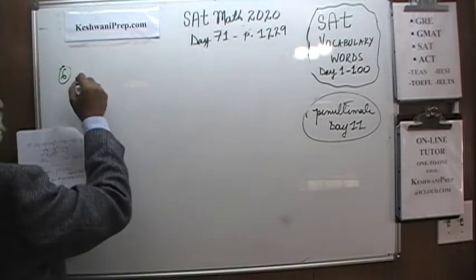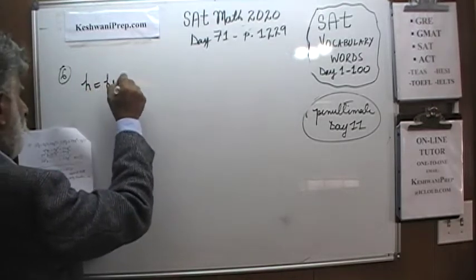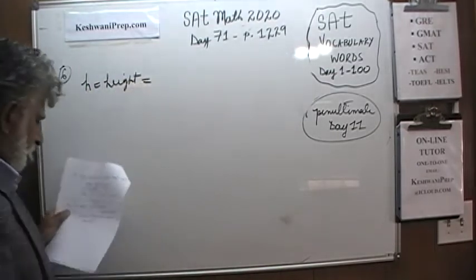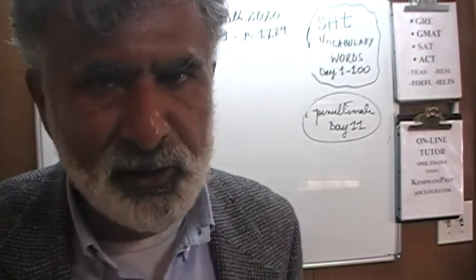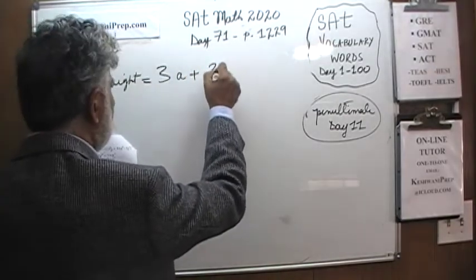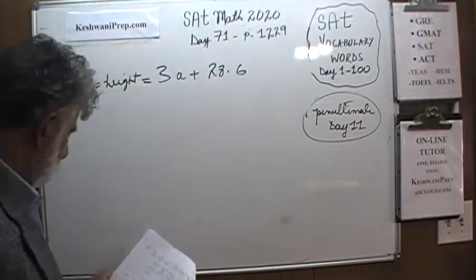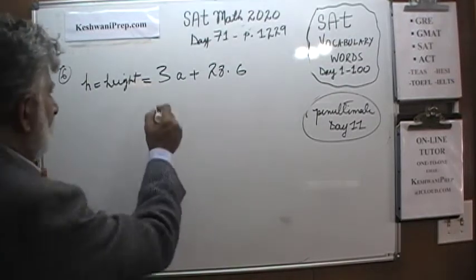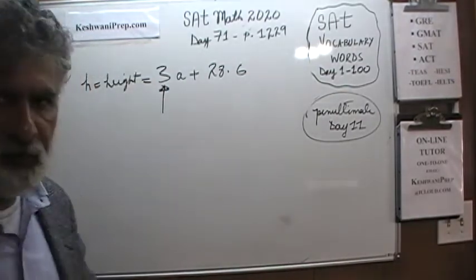Number 6. We are told that h represents the height of a baby boy between the age of 2 and 5. If you want to estimate the average height of a baby boy, whatever country it happens to be, in that country, the average height of a baby boy is given by this equation, 3a plus 28.6. The question simply is, what is the interpretation of 3 in this equation?